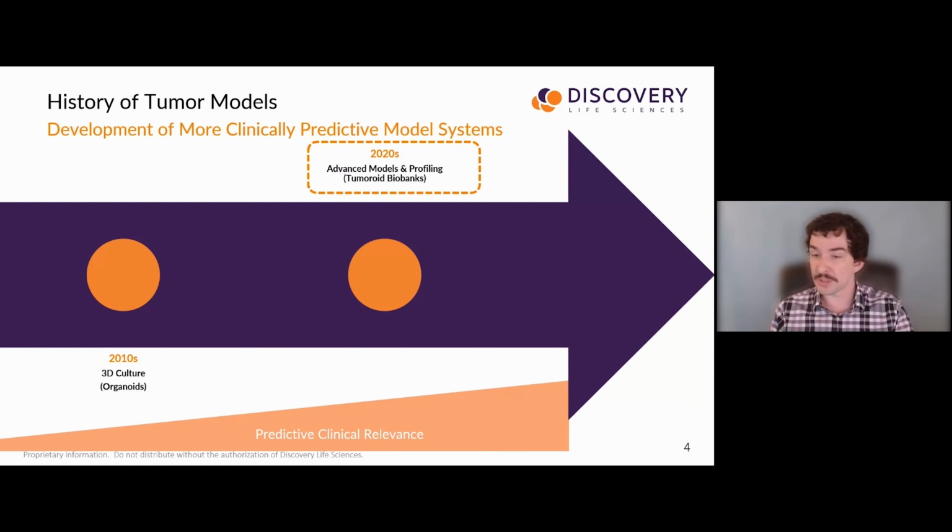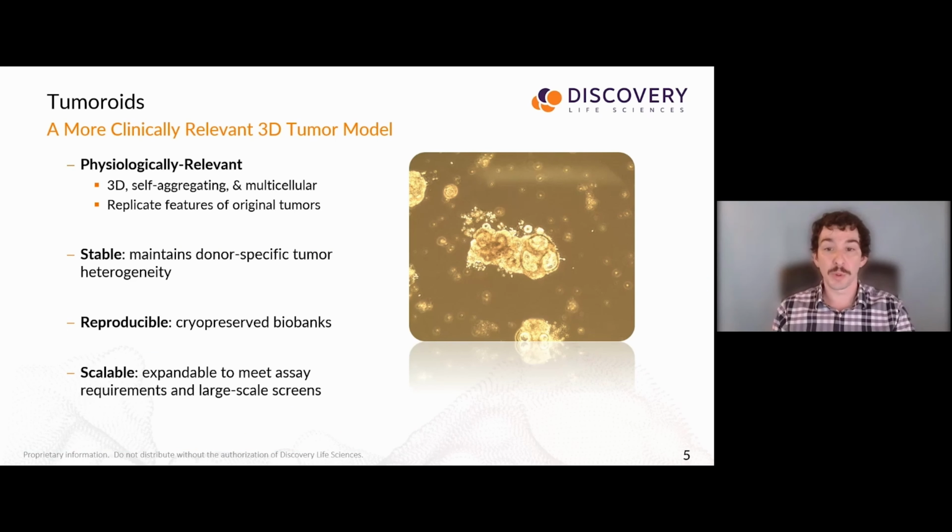So we've looked at the history of the tumor models. Now I want to take a closer look at the advanced 3D tumor models themselves. So tumoroids. Tumoroids are essentially miniature versions of primary patient tumors grown as 3D in vitro cell cultures. They are self-aggregating and multicellular, meaning that the tumor cells that make up the tumoroids are not just one clonal version. They are made up of cells with varying levels of mutational burdens and biomarker expression levels, just like we see in the in vivo tumor microenvironment.